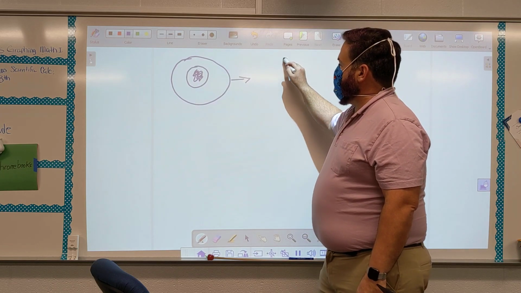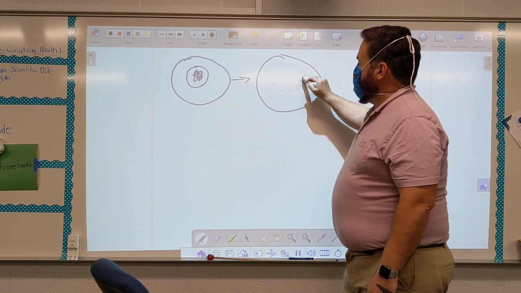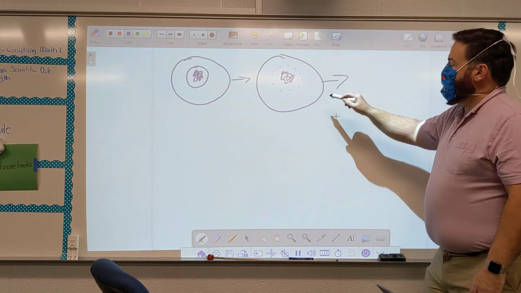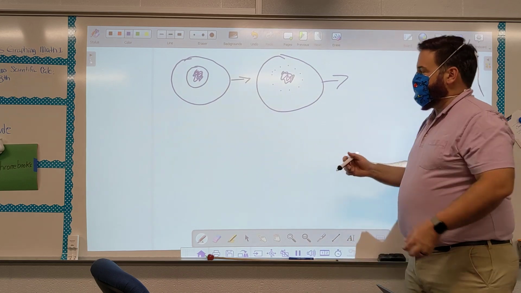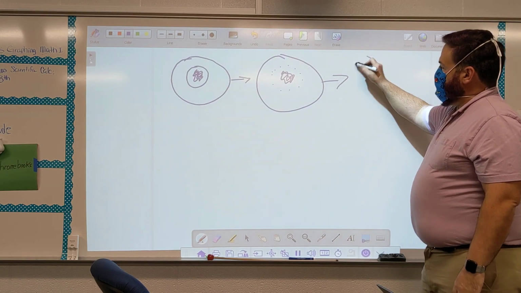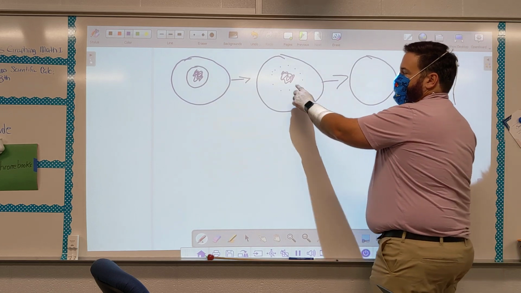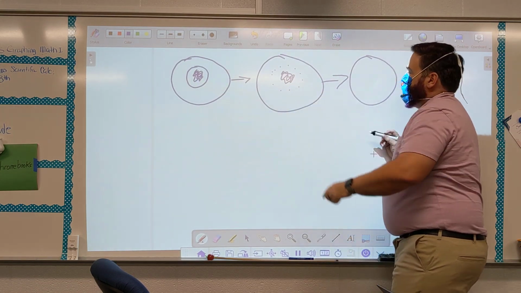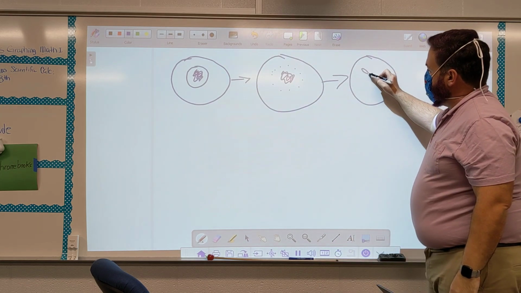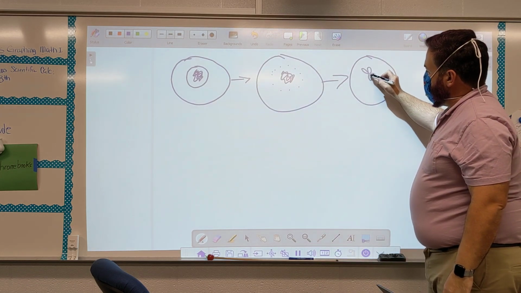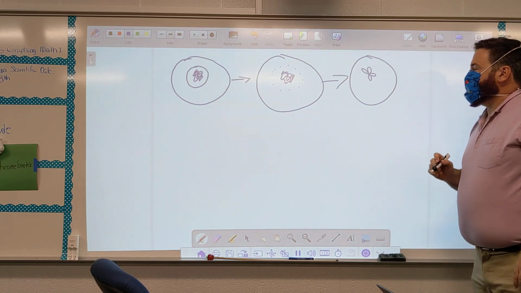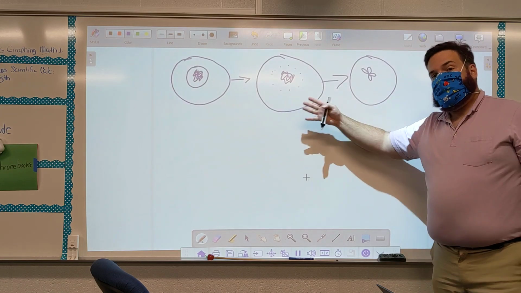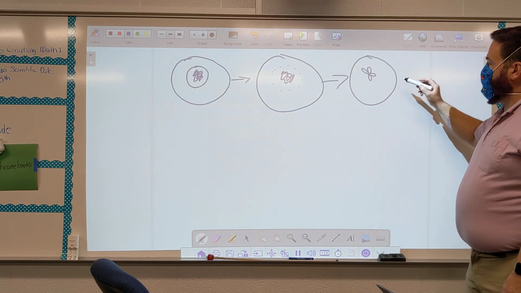The first step is it's going to break down the nuclear membrane. Okay, so we still have DNA. Then the DNA is going to start condensing. And so what's going to happen is these long molecules are going to start wrapping around a protein. And so we end up with chromosomes like this. Right? And, oh, by the way, it got copied. The DNA got copied, and then it divided.